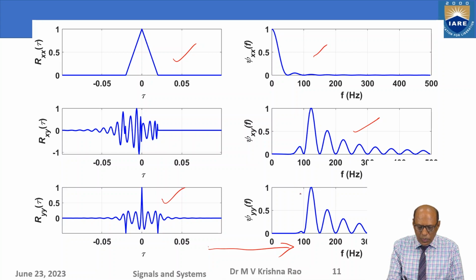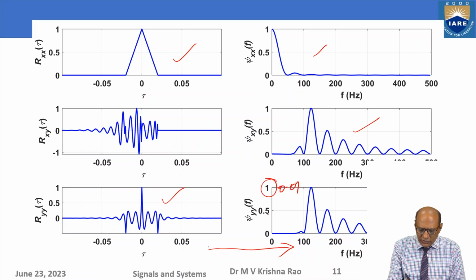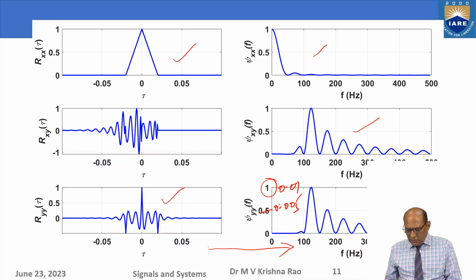You should reduce the power as whatever is there here. So this is 100, and this may be equal to 0.01 something like that. This must be half of that, 0.005 something like this.